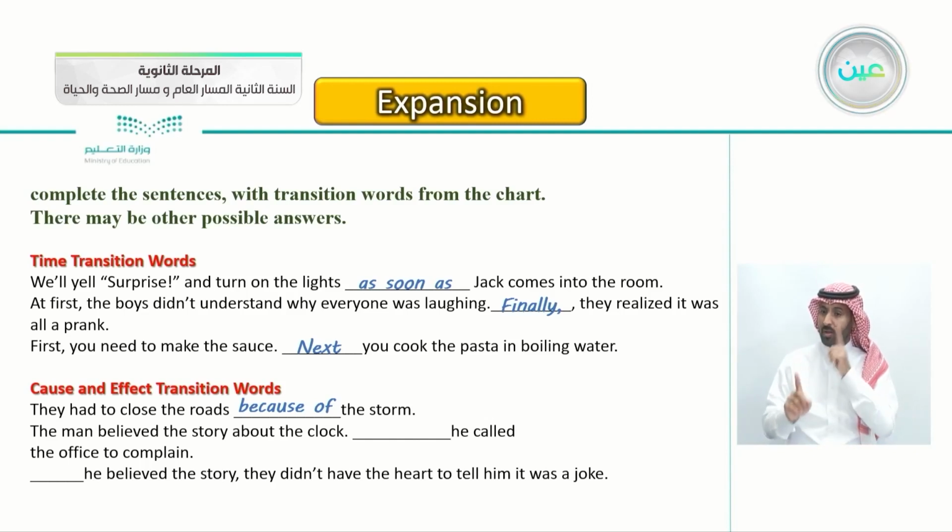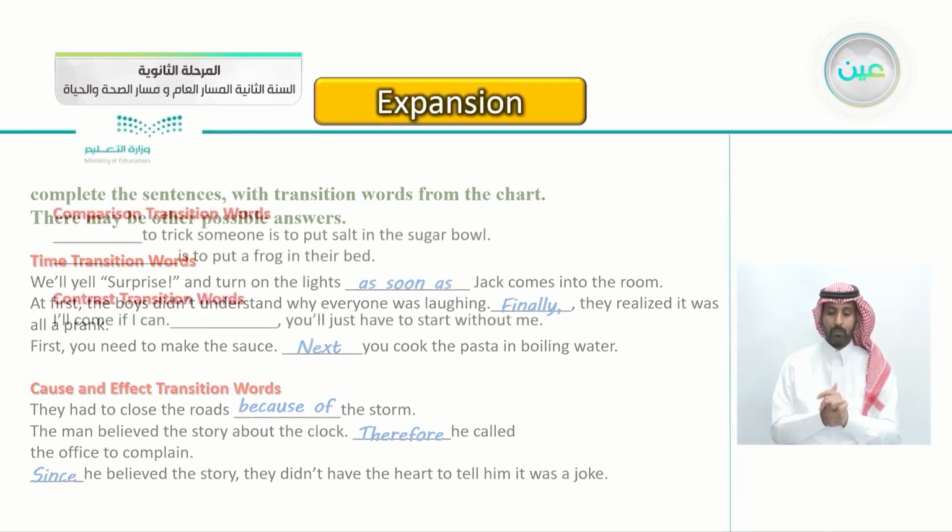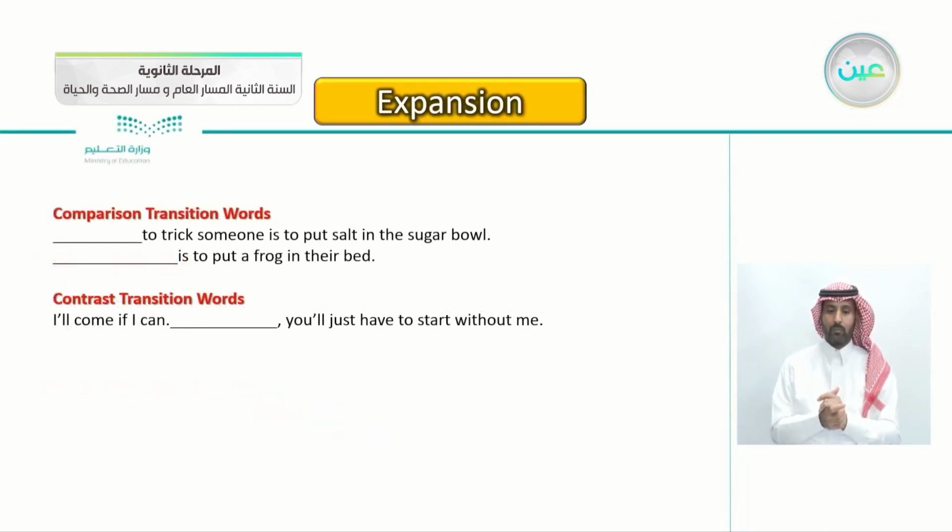The man believed the story about the clock. Therefore, he called the office to complain. So therefore is an effect transition word. He believed the story. They didn't have the heart to tell him it was a joke. So the answer here is, yes, since he believed the story, they didn't have the heart to tell him it was a joke.